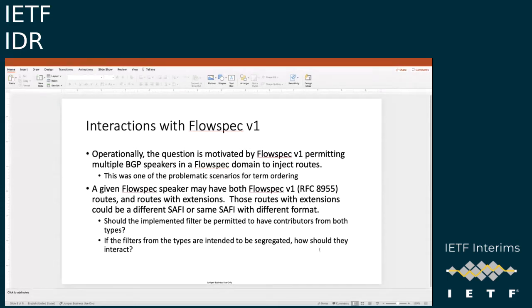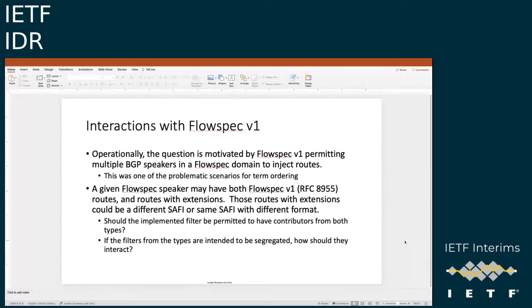This can mean in some circumstances that a FlowSpec speaker might actually have both FlowSpec v1 routes and routes with extensions, whether that's a FlowSpec v2 and a different SAFI, or even something using the additional capability extensions that were discussed in the previous slides. The question becomes, do these things mix? Are they allowed to be in different pools? Should they be allowed to interact with each other in terms of sort order? And this becomes an interesting set of questions.